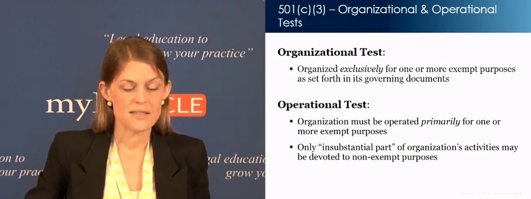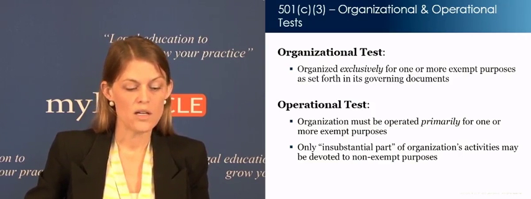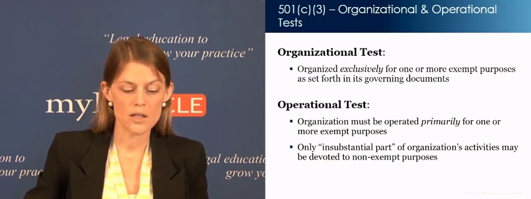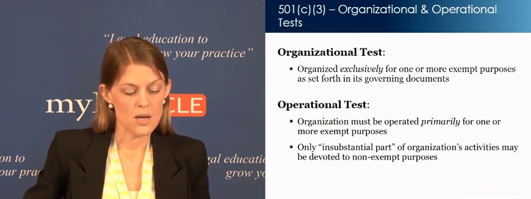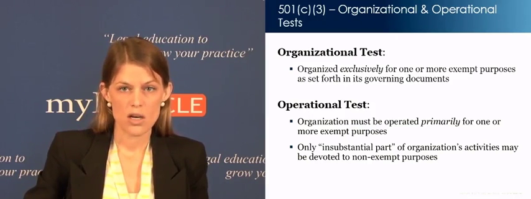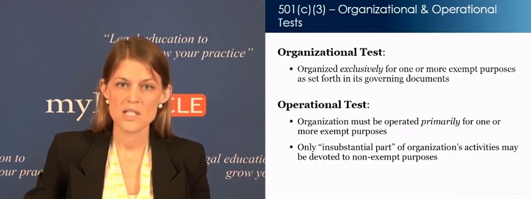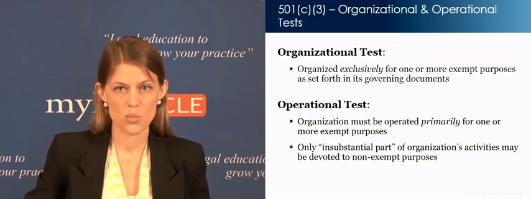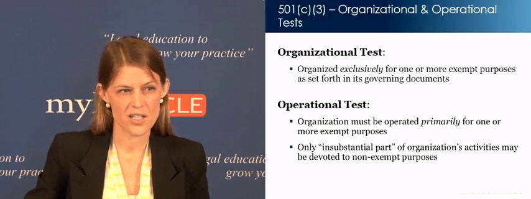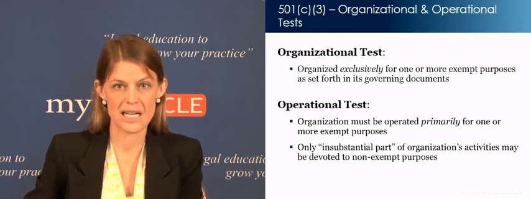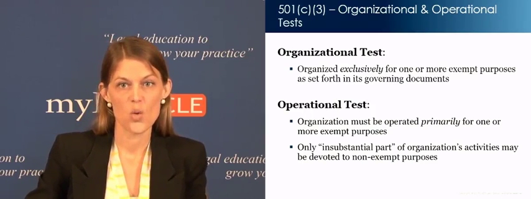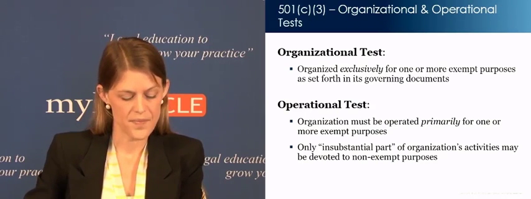Now, the operational test is a little bit more flexible in that it requires the organization to be operated primarily, as opposed to exclusively, for one or more exempt purposes. That means an organization can engage in some non-exempt purposes without jeopardizing its exempt status, but those non-exempt activities can only be an insubstantial part of its overall activities. And unfortunately, we don't have a clear definition of insubstantial. So it's hard to know exactly how many unrelated activities an organization can engage in without jeopardizing its exempt status.